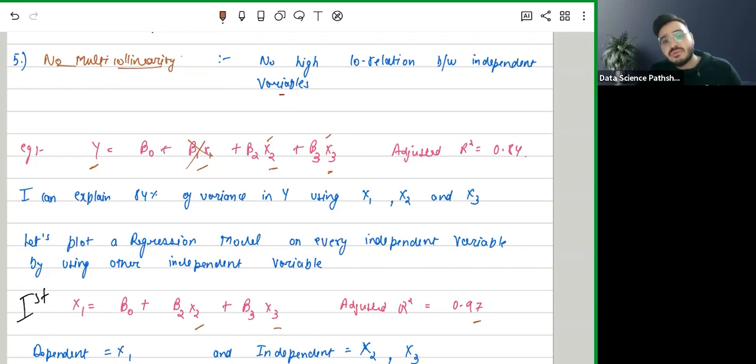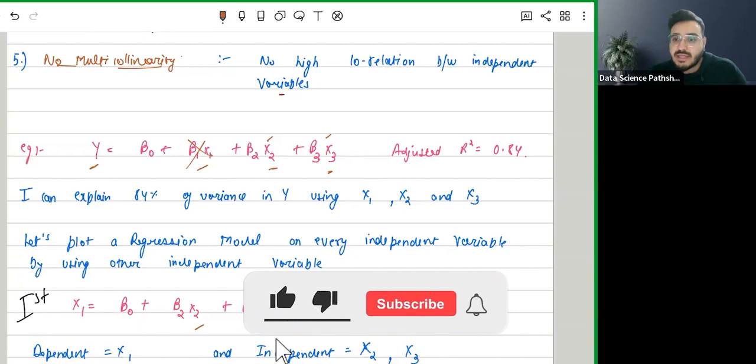So this is a good practice. That's why there is also one of the assumptions in linear regression that there should be no multicollinearity, and it is a very good practice that data scientists follow when they are building the solution. So hopefully you'll be able to understand the importance of no multicollinearity and how it helps.